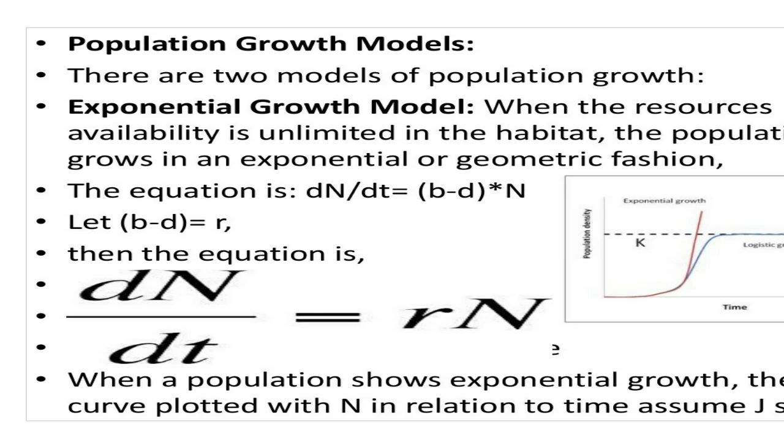Population growth models. There are two models of population growth. Exponential growth model. When the resource availability is unlimited in the habitat, the population grows in an exponential or geometric fashion. The equation is dN by dt equals (b minus d) into N. Let b minus d equal r, then the equation is dN by dt equals rN. When a population shows exponential growth, the curve plotted with N in relation to time is J-shaped, that red color line in the graph.